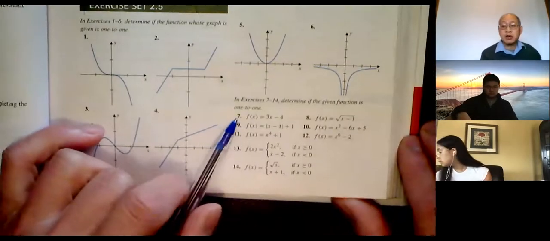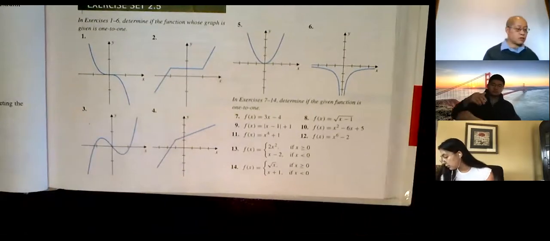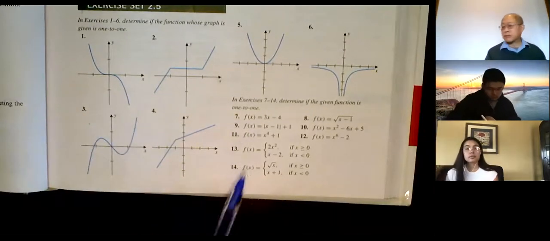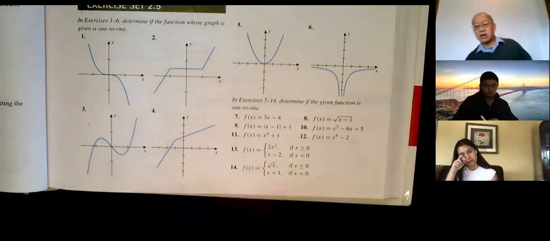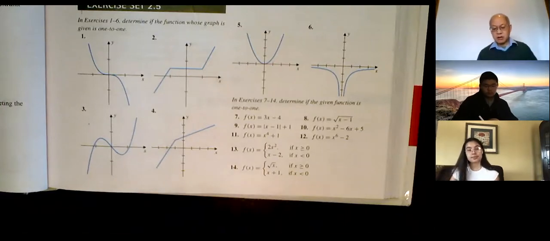All right, determine if the given function is 1 to 1. So you have to know something about the graph. Okay, so let me get my notes here for that.